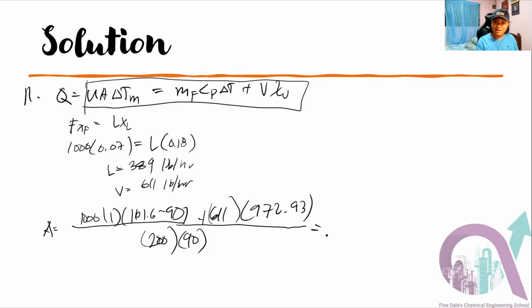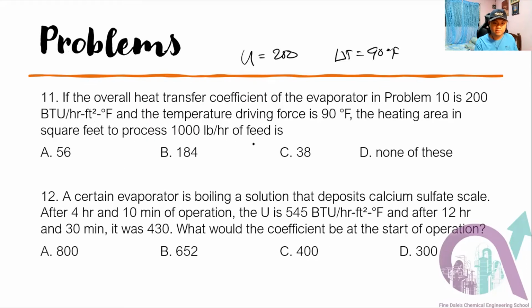Hey, I made a mistake here. So this is not 1616 because we are given the temperature difference, so delta T, and these are the same. So 90 also down here, plus 611 times 172.93. So you have 38 square feet. Yeah, that's letter C.